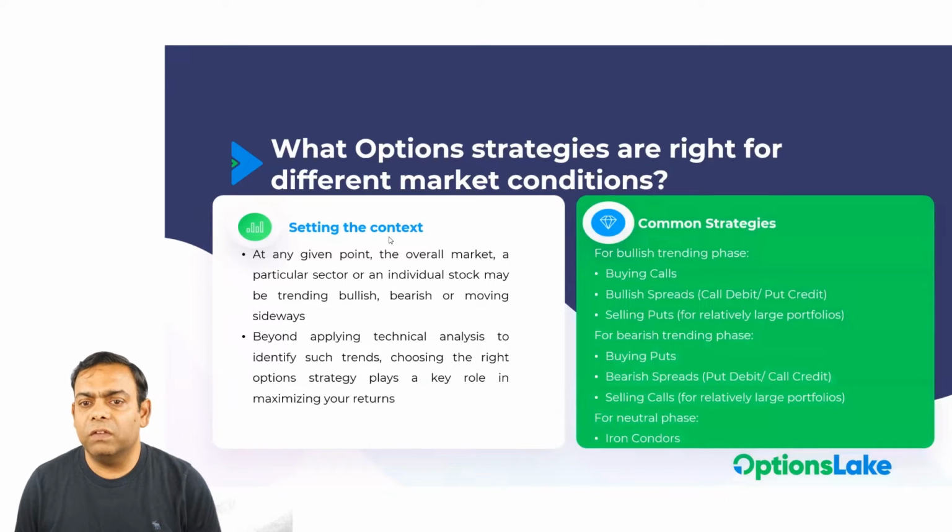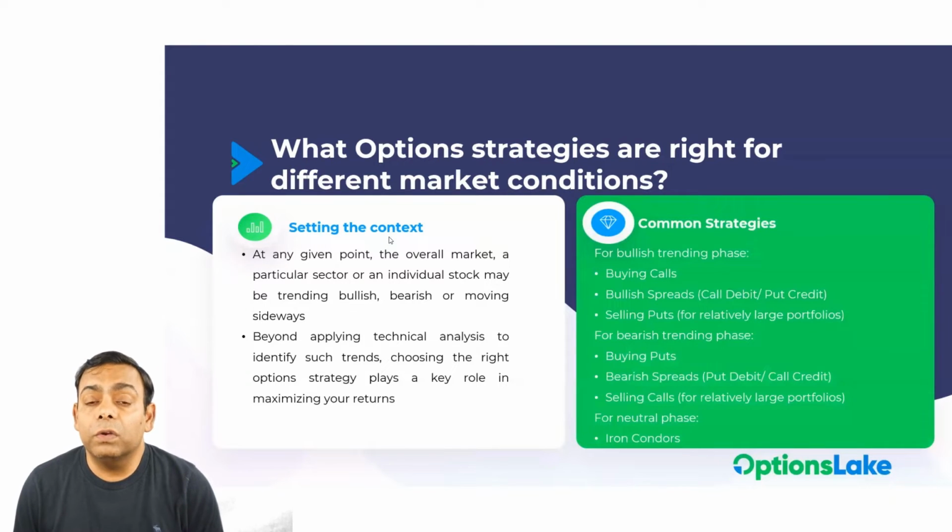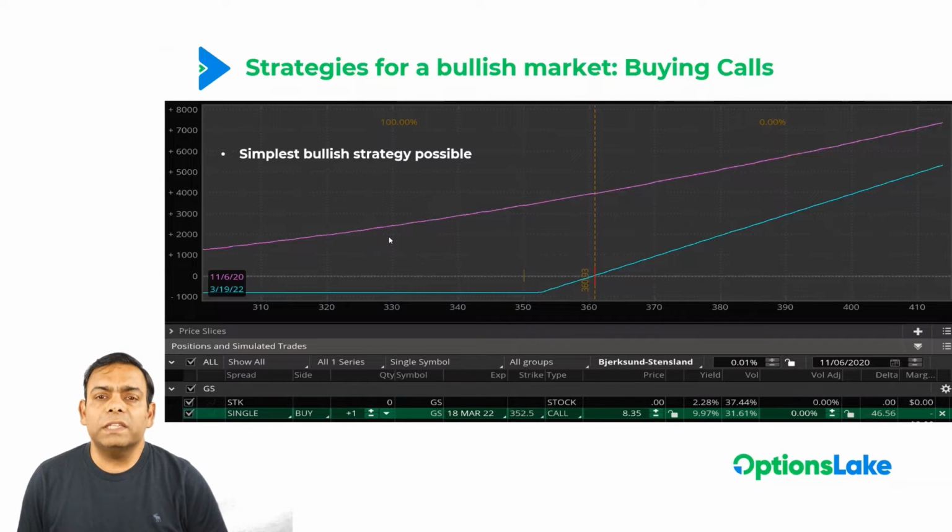So for a bullish trending phase, buying a call or a bullish spread or selling a put may be very common strategies. For a bearish trending phase, buying a put, bearish spreads, or selling a call may be very common strategies. For a neutral phase, iron condor is a very common strategy. So now let's look at some of these examples one by one.